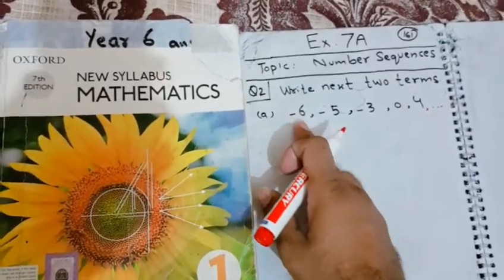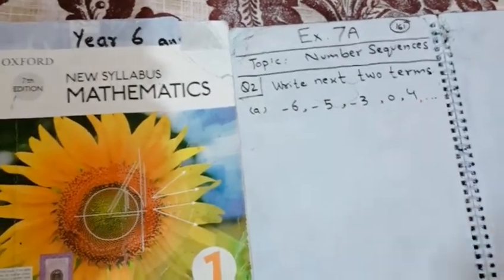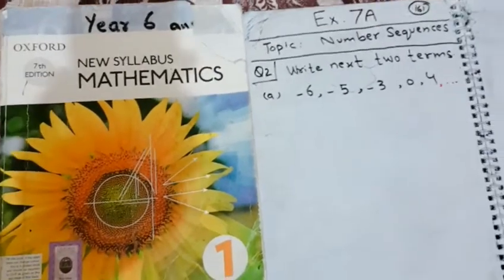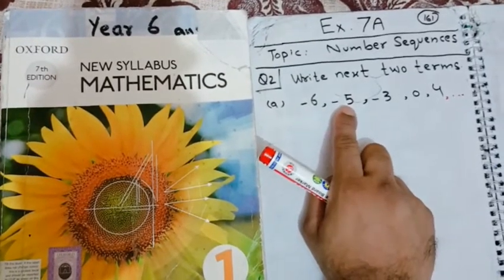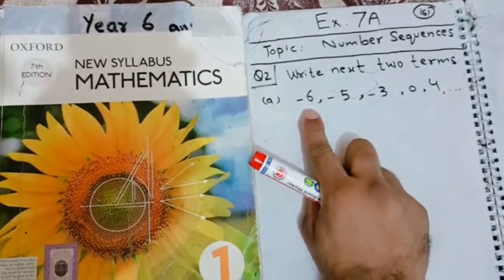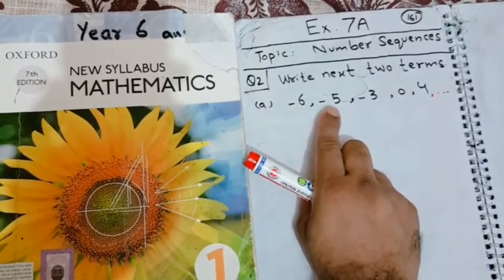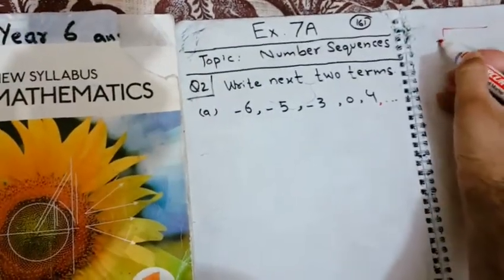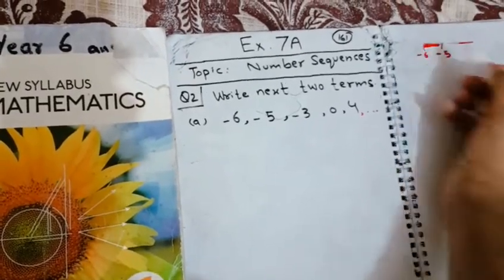We have to notice how much gap is between minus 6 and minus 5, how much gap is between minus 5 and minus 3, between minus 3 and 0, and between 0 and 4. We can notice that between minus 6 and minus 5 on the number line, there is only one gap. So if minus 6 is there and minus 5 is there, there is just one gap between them.